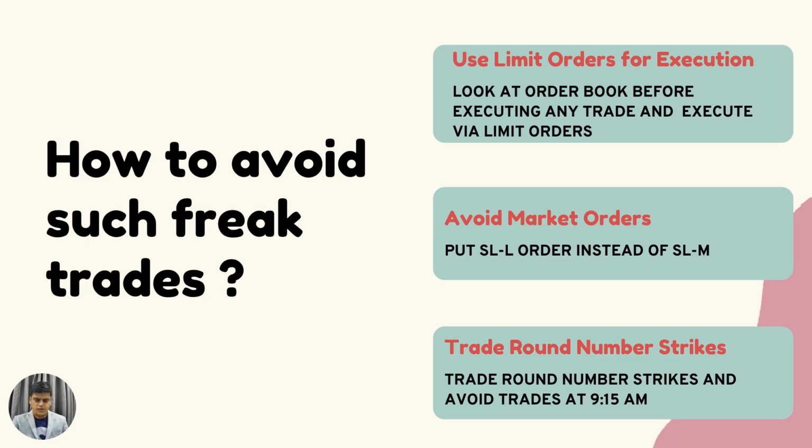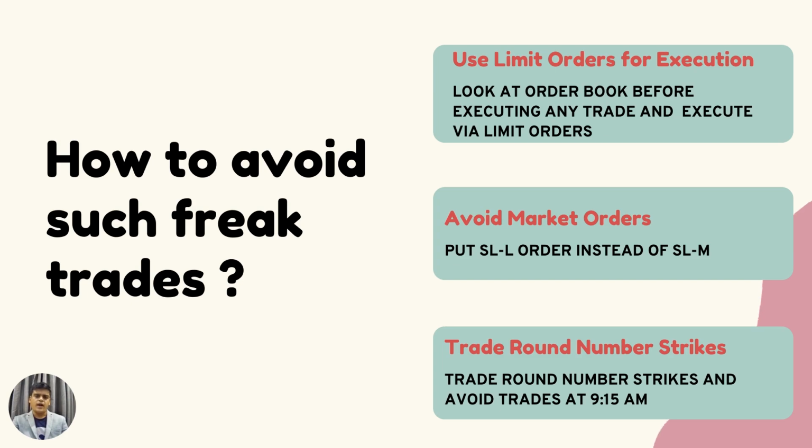So what are the best ways to avoid these freak trades? First is using limit orders for execution. What I mean by this is you use stop loss limit orders or limit orders to execute your trades. So first, you look at the order book before executing any trade and you execute only via limit orders. Most of these freak trades happen due to market orders. For example, a trade gets triggered and due to a snowball effect, all orders are triggered. So always have a habit of putting stop loss limit orders instead of stop loss market orders. You can read more on these order types online, but always have a habit of putting stop loss limit orders on your stop loss orders.